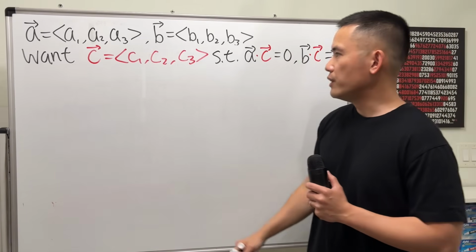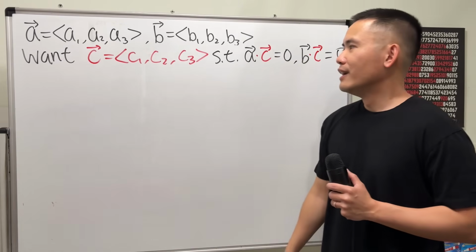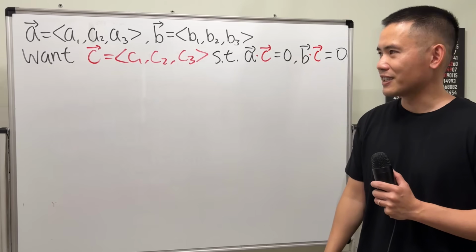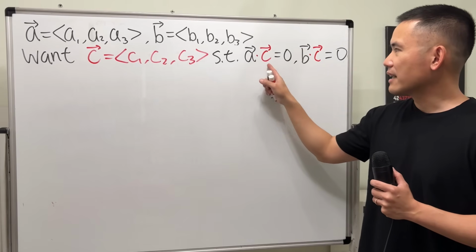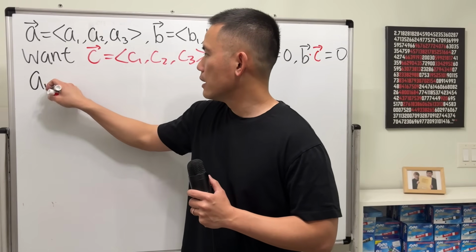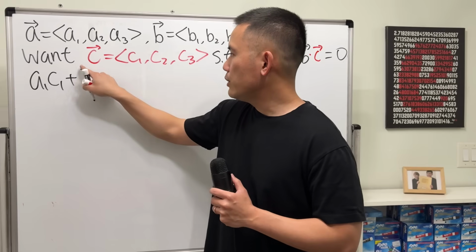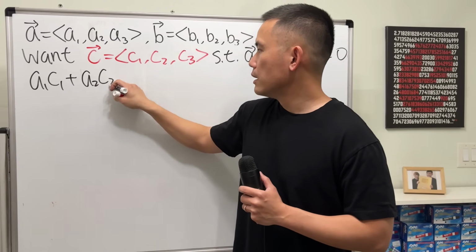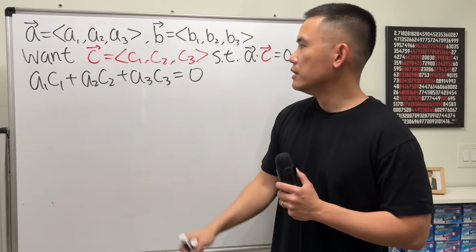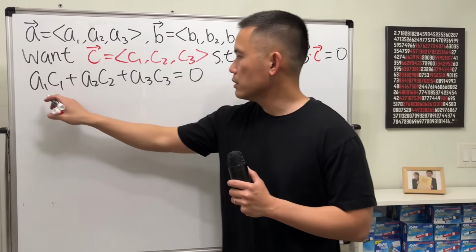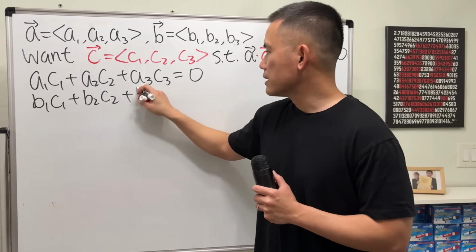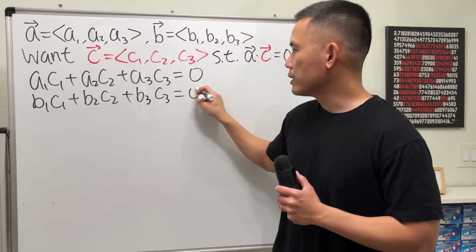Now, the goal is to figure out these components, C1, C2, and C3. That's pretty much the idea of finding the cross product. Here we go. A dot C, we use the usual definition. So we have A1 C1 plus A2 C2 plus A3 C3, and we want this to be 0. Similarly, B dot C is equal to 0. We get B1 C1 plus B2 C2 plus B3 C3. We want this to be 0 as well.